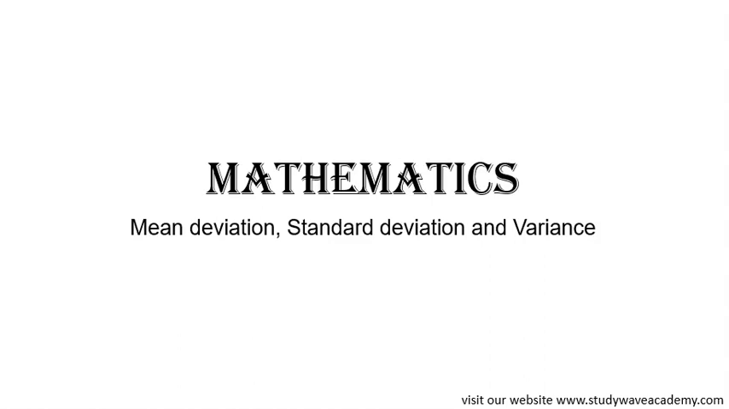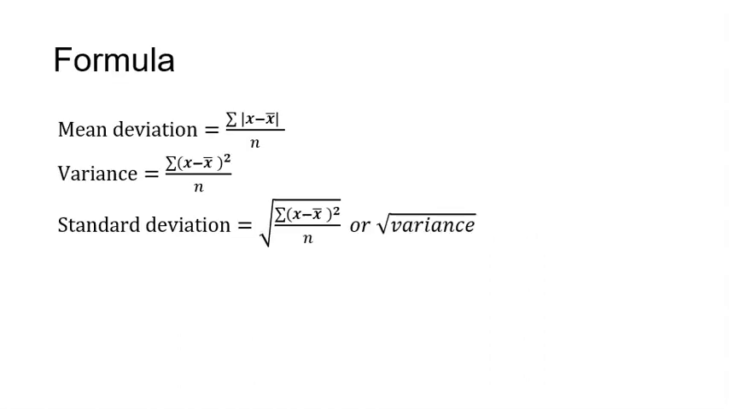Okay, so we're going to be looking at the formulas to solve mean deviation, standard deviation, and variance. Mean deviation is also known as average deviation. It is a measure of the average absolute difference between each data point in a data set and the mean of that data set. The formula for mean deviation is the sum of |x minus x bar| over n. x represents each data point, x bar is the mean of the data set, and n is the number of data points. Do you understand?